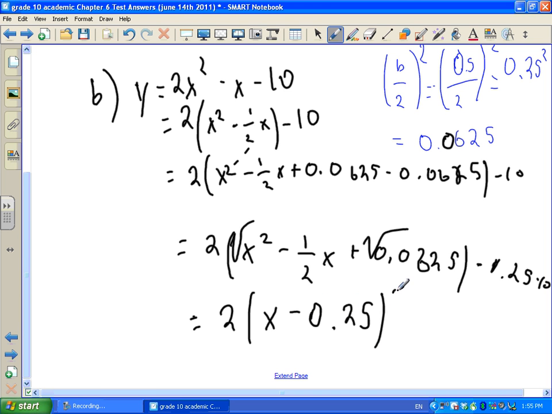End bracket, squared. Then negative 1.25 minus 10 is negative 11.25. And that's our vertex form. There you go.